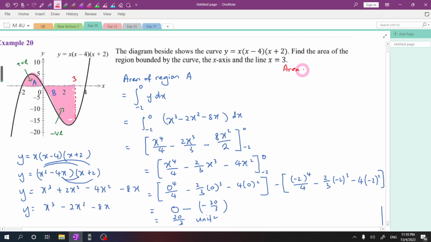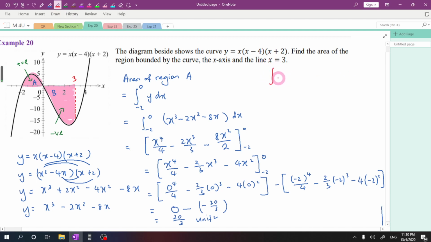Area of region B. Okay. So the beginning integration process is actually the same. What we just need to do is change the lower limit and upper limit. Still same. Oh, I don't want to write area of region B first. Why? Because I know that this is negative, right? Area cannot be equal to negative. I don't want to write anything first. Just start with the integration.